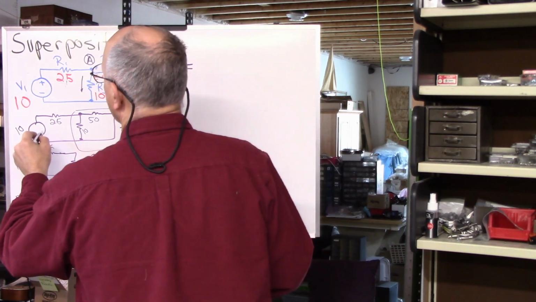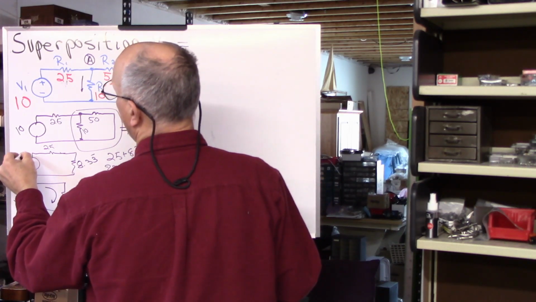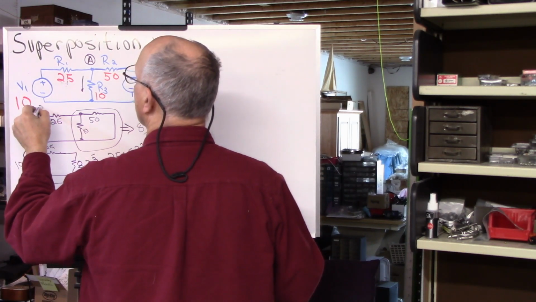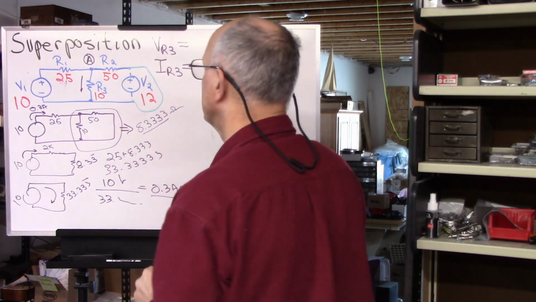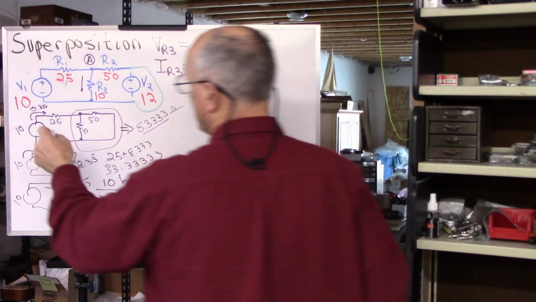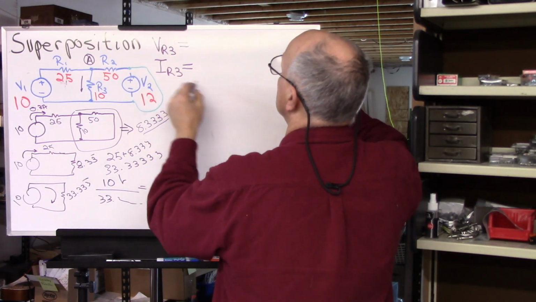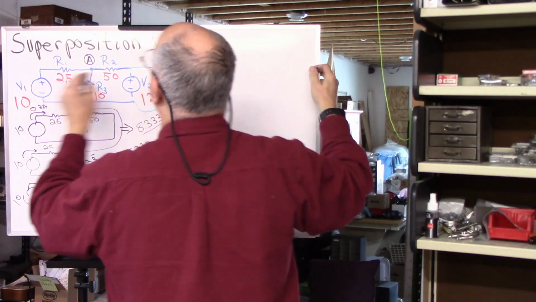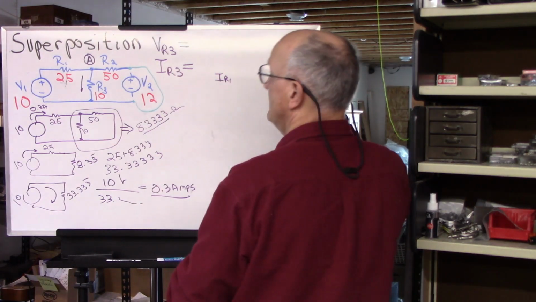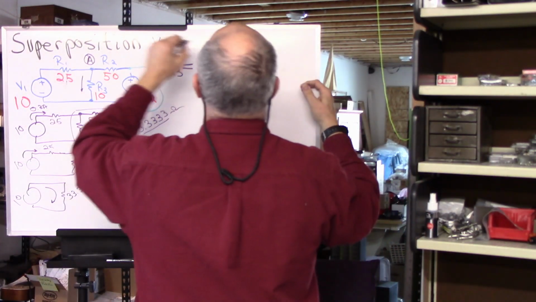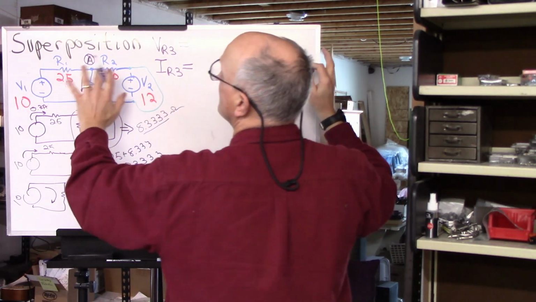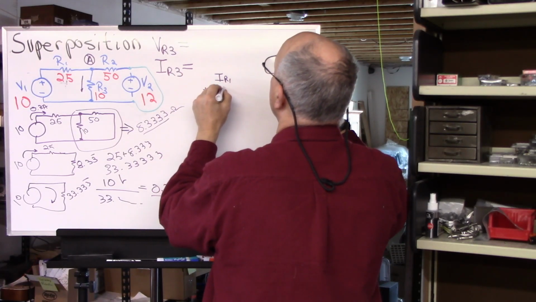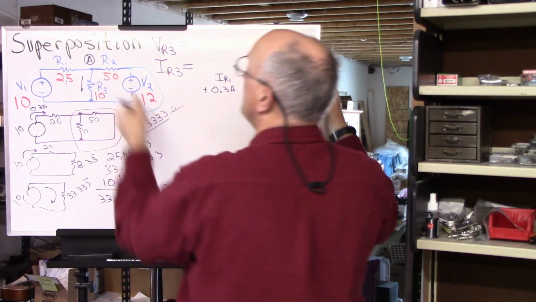So now we know that the current flowing here is 0.3 amps. All right, so let's put that in our matrix of stuff here. We need a matrix. So we have IR1, and the first part is going to be a plus 0.3 amps because it's flowing this way.